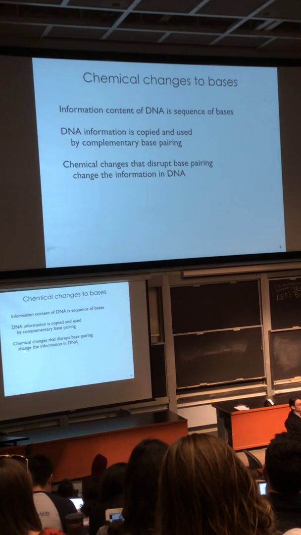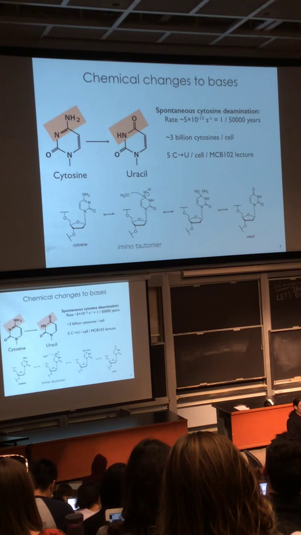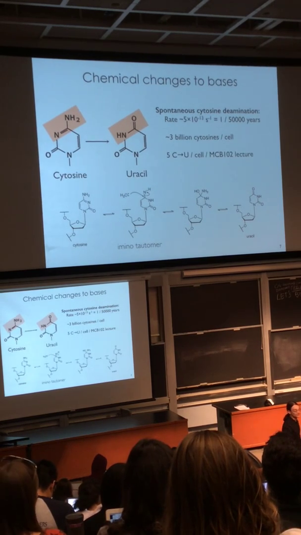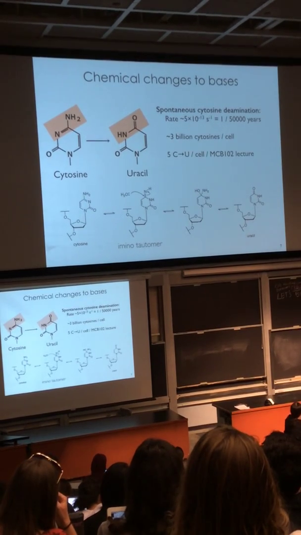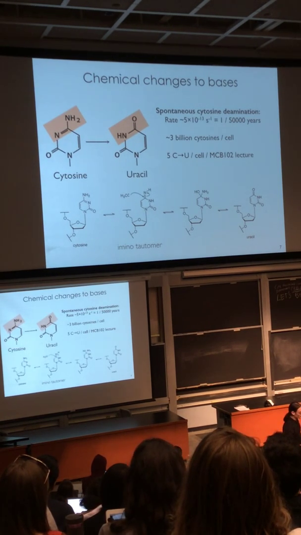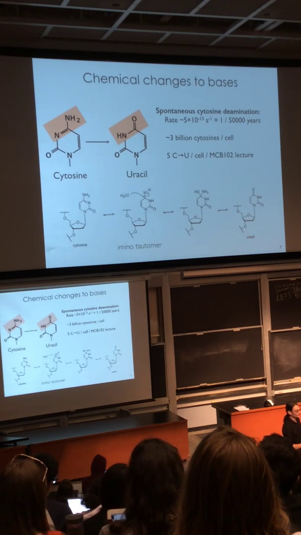One of the most prevalent kinds of chemical change that can happen to bases is deamination. Spontaneous cytosine deamination happens relatively slowly. The rate of this reaction is about once per 50,000 years for a single cytosine. But your genome has about 3 billion cytosines in it, in each cell for a diploid genome, which means that in the course of this lecture, each cell will experience about 5 spontaneous cytosine deamination events.